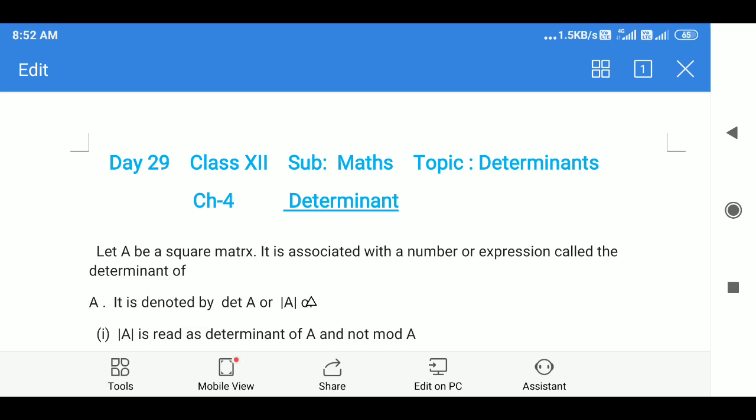Now, first we have to know what a determinant is. Let A be a square matrix, then it is associated with a number or expression called its determinant value.